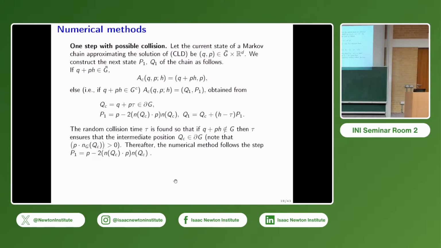which will be QC plus (H minus tau) P1. And this will be our new Q1. So it's a very natural, elastic construction for this collision. And the whole procedure is denoted as AC, in order not to write it out.